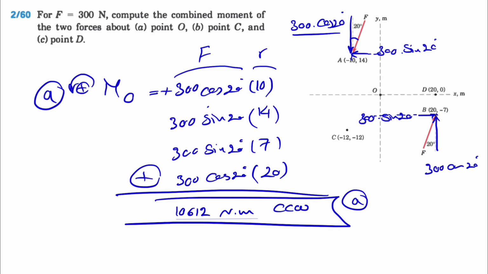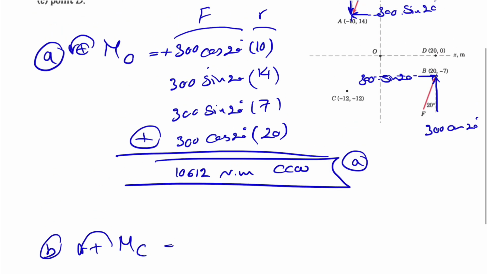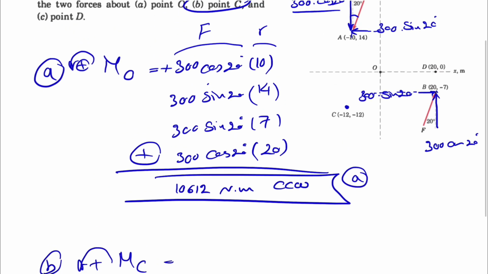All right, so in the B part of the question, we have to go with the point C. So we are trying to find a moment about C, counterclockwise positive, and again we're going to go with our 2D shortcut. So now we are at point C. We're trying to find a moment about point C.